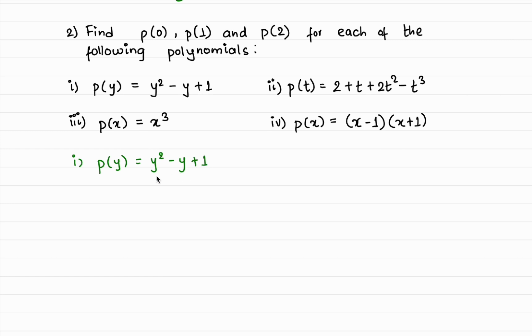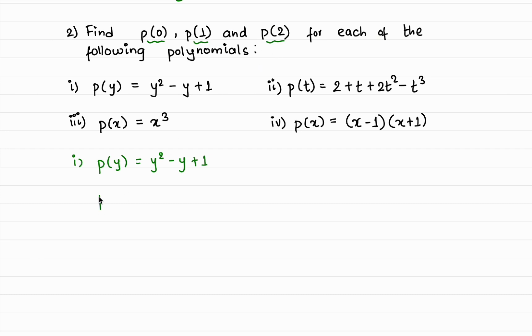In our question number 1, only this part was given. We had to write this p in terms of y, right? P of y. But in this question, it's already given. It just says that p(y) is y square minus y plus 1. Now, what we need to do is find p(0), p(1), and p(2).